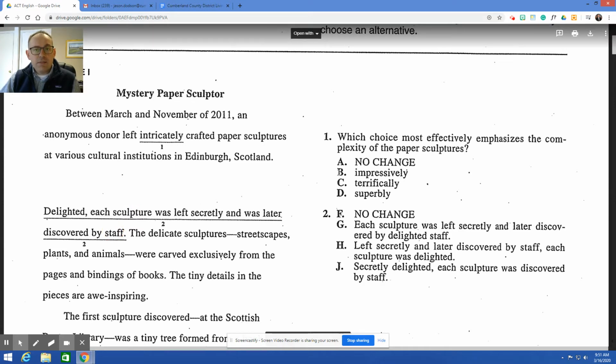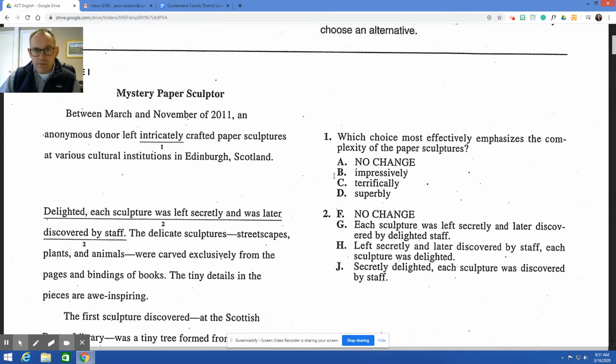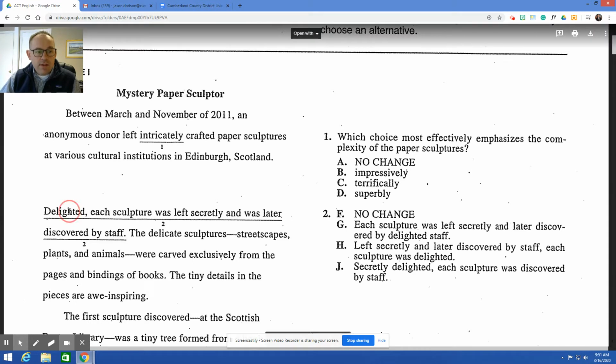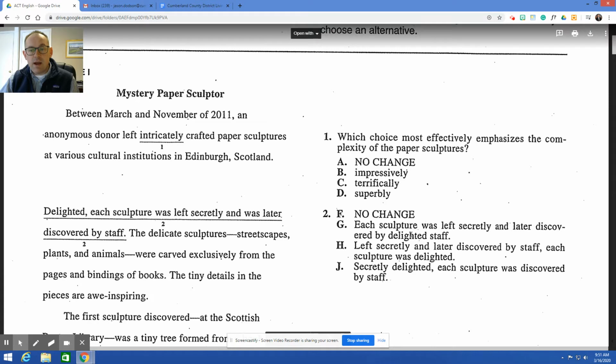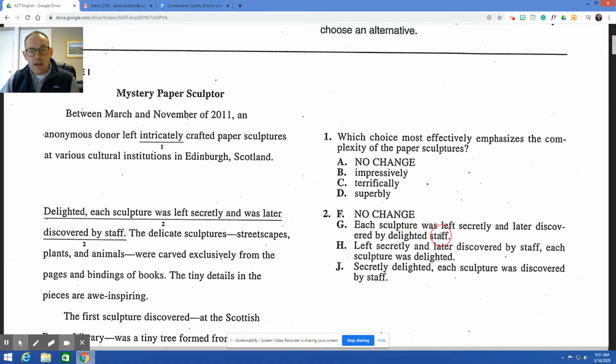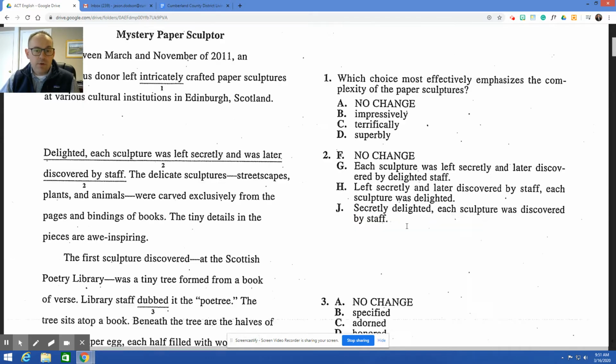So if I recognize this question type as a misplaced modifier, then I know that if I keep delighted at the front of the sentence, then I've got to somehow find a way to make it modify staff. In other words, staff has to be next to delighted. When I look at my choices, each sculpture was left secretly and later discovered by delighted staff. Okay, so there, delighted is next to the word it modifies. G is the correct answer for number 2.